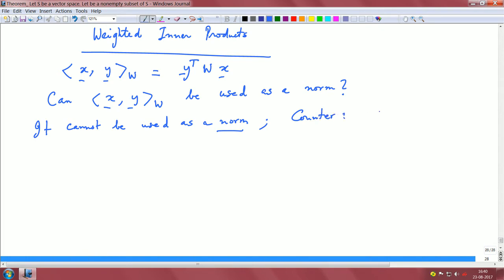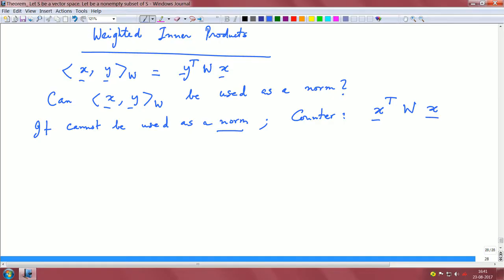A simple counterexample would be basically, if you think about this as an induced weighted norm, where y is same as x, and then I have x transpose Wx, right. And if it has to be a norm, this quantity x transpose Wx has to be strictly greater than 0 for your matrix W, right. And trivially when x is 0, then we know that condition, but for x not equal to 0, x transpose Wx has to be strictly greater than 0 for all x.